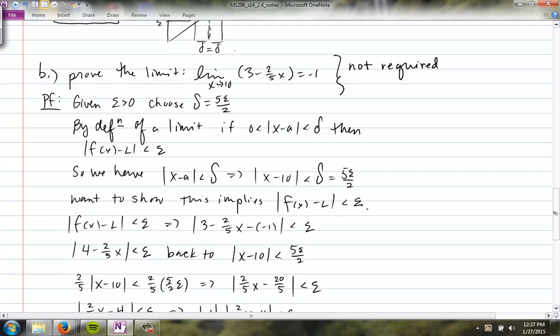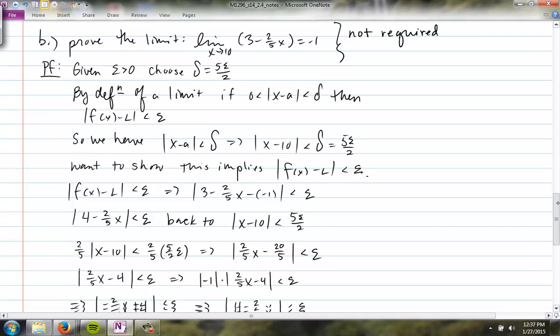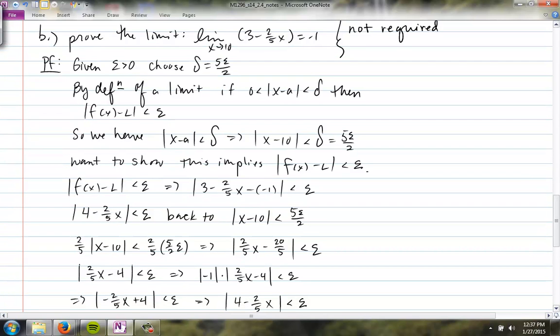So I'm just going to go through this quickly. Again, it's not required in any form, not even on homework. So the proof, one way to do this is you start out by saying, given any epsilon greater than 0, like just give it to me and I can handle it, choose delta to be equal to 5 epsilon over 2. If you choose your delta in that way, by definition of a limit, we have the following, and then we have our absolute value of x minus a is less than delta for our specific function being equal to x minus 10 absolute value equal to delta, which is 5 epsilon over 2 by our choice.